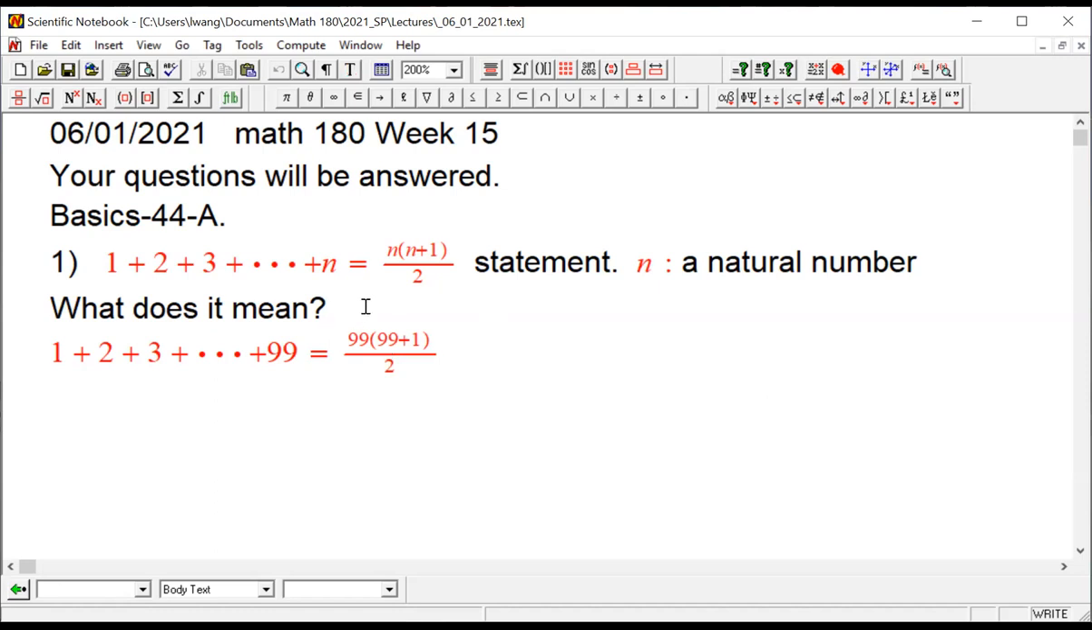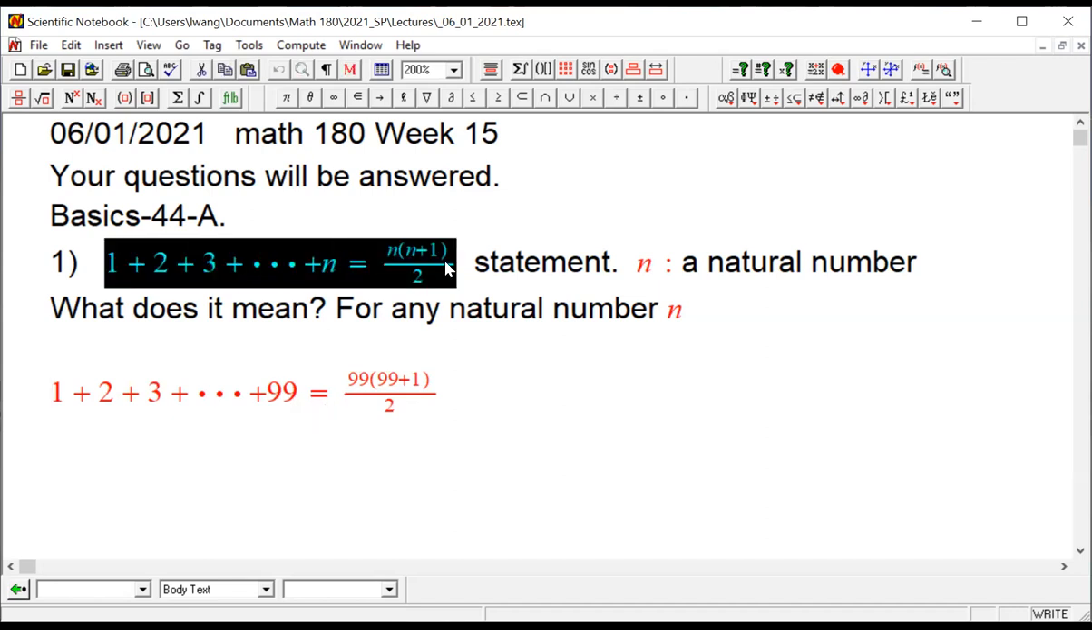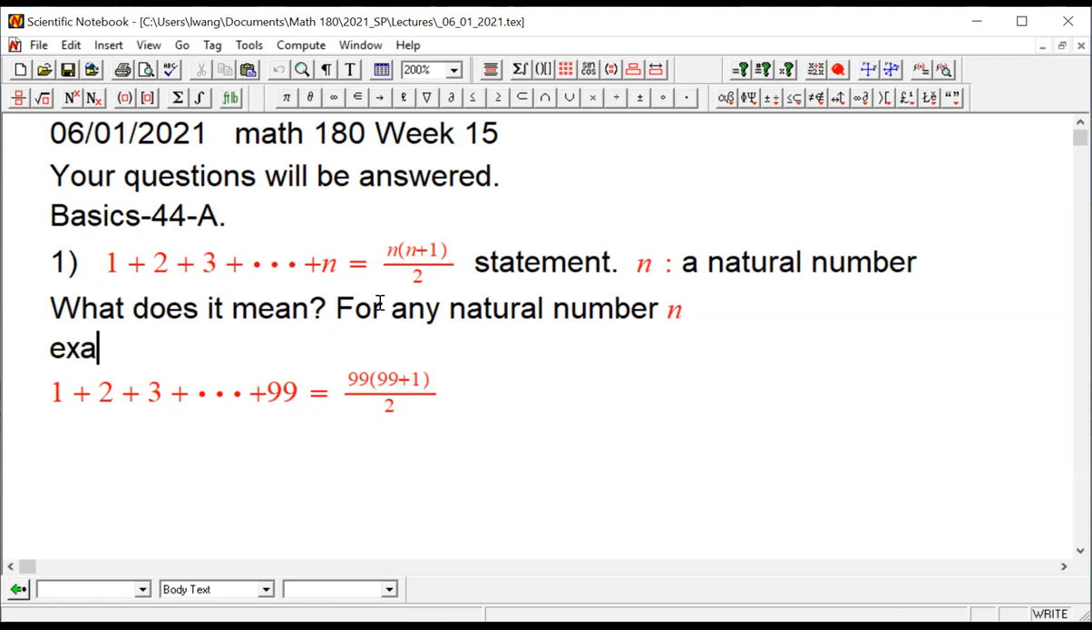It means for any natural number, this is not only true for n equals 99, it is true for any natural number n. And you can have many, many cases. Okay, this is not a proof. I'm not proving this. This is basically giving us a formula. But the question is, is it true? So these are just examples. There are many, many such examples.